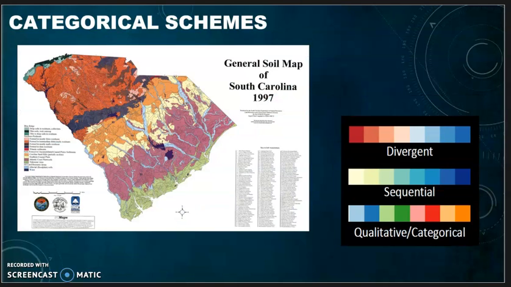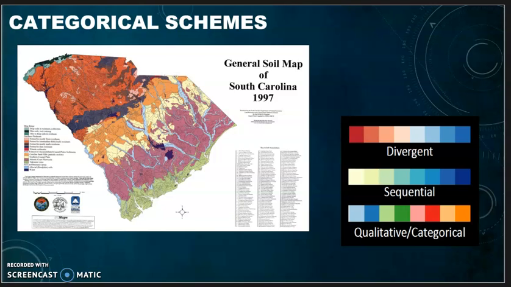Qualitative schemes. If you are working with qualitative data such as ethnicity or religion, you want to pick a series, or as this example shows, soil even. It can be for whatever type of qualitative or categorical data you have. You want to pick a series of unrelated colors. The trick is to pick a really nice color theme so your map looks great.